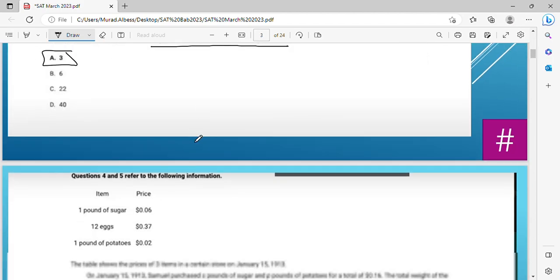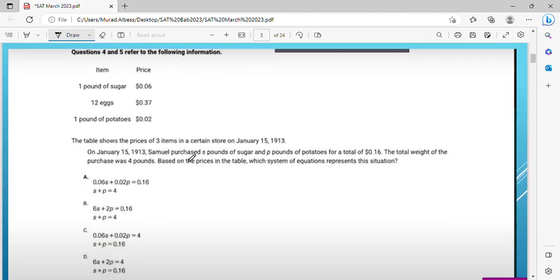Next question. Same information. On January 15, 1913, Samuel purchased S pounds of sugar and B pounds of potato for a total of $0.16. The total weight of the purchase was 4 pounds. Based on the prices in the table, which system of equations represents the situation?